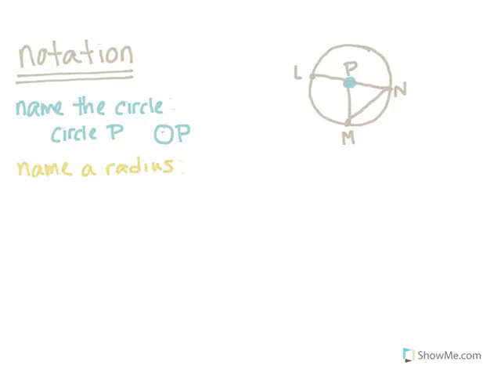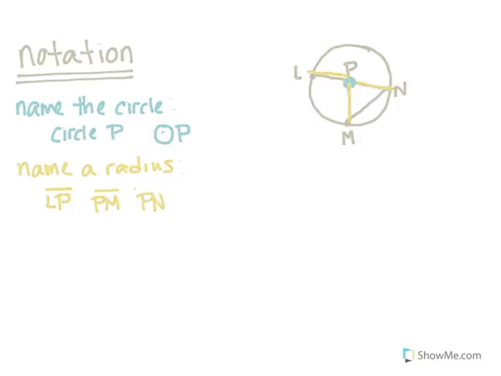Okay, so next we're going to name a radius. And if you look carefully in the picture, I actually see 3 radii. I see the radii LP, this one here. I see PM, and I see PN. And you can name any of them that you'd like to. But since radii are segments, we use the segment notation for it. So for instance, you could say segment LP is a radius, or segment PM is a radius. And the last one would be PN.